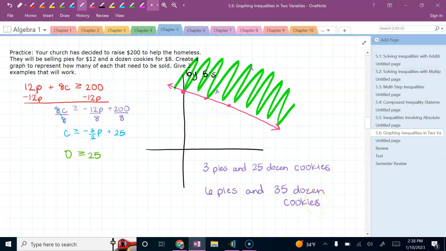Granted, there's tons of other solutions out there because anything in that green area is going to work. So you didn't have to pick those 2. You could pick any 2 points that you see out there in that shaded region and just count over on your graph to figure out how many pies that's representing and how many dozen cookies that's representing.